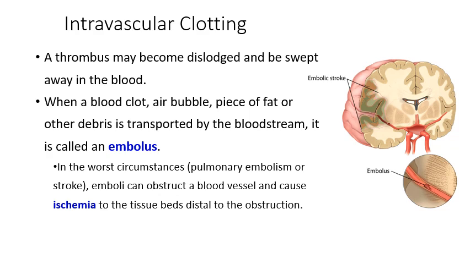So if it's blocking off blood supply to the brain, then that's an embolic stroke. It means that anywhere past where that clot is, tissue is not getting access to oxygen anymore, and that tissue can start to die. That lack of oxygen to tissue is called ischemia.